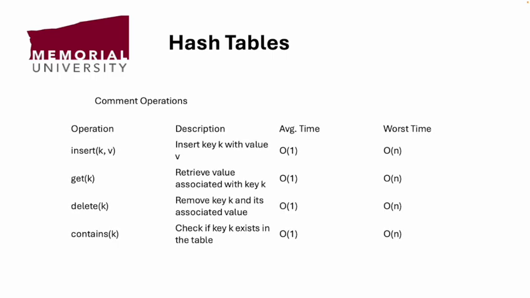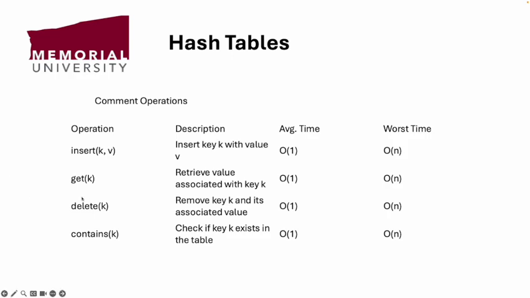Common operations. We have insert, so you can insert a key with a value, right? The average is big O of 1. Worst scenario, big O of n. If you're building a hash table that is not a perfect hash table, the complexity may turn into big O of n. The worst scenario is when you have all collisions. That's not a speedup. It won't speed up your searching, right?